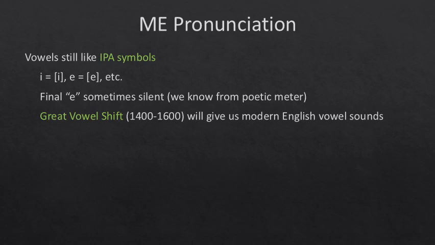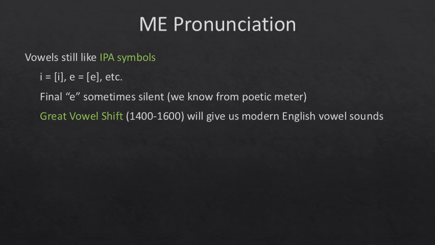Just a couple notes on pronunciation before we get to our Chaucerizing. The vowels are still IPA symbols. So I is E, E is A, so E, A, A, O, U, European vowels, singing vowels. One difference is the final E, the schwa, could sometimes be silent. And how do we know that? Tape recordings? Nope, nope, nope.